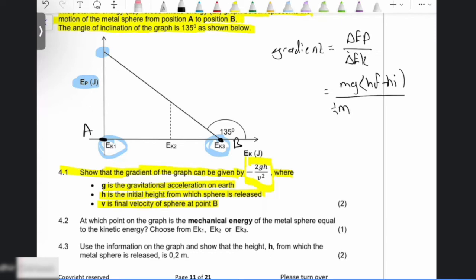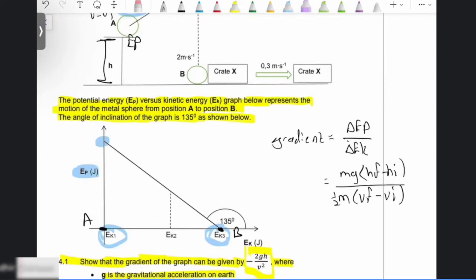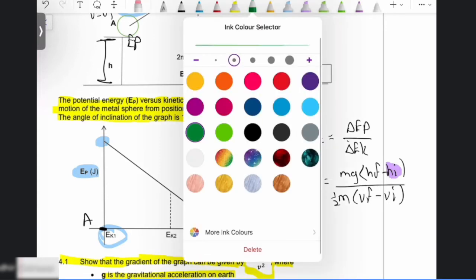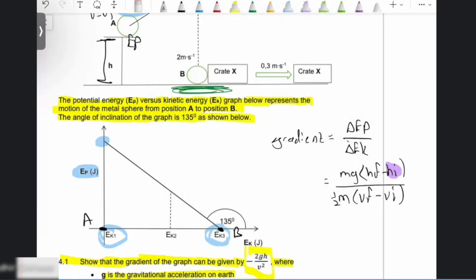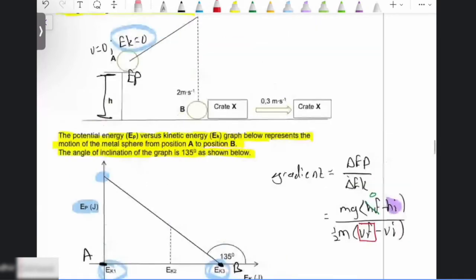Here it's a half of your velocity final minus your velocity initial. Now, like we discussed earlier, the initial height is the biggest height. The final height, which is here at the bottom, is actually 0. So this gets cancelled out. For the velocity part, the final velocity where it's moving here is the greatest, but the initial velocity we start off with is 0. So that kind of goes away.